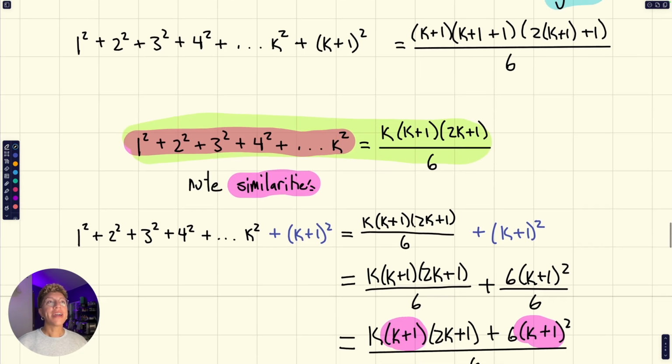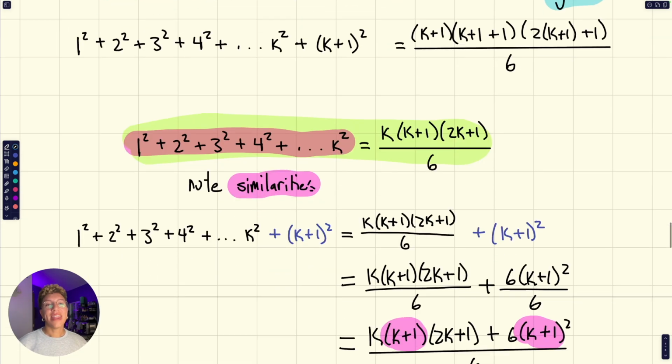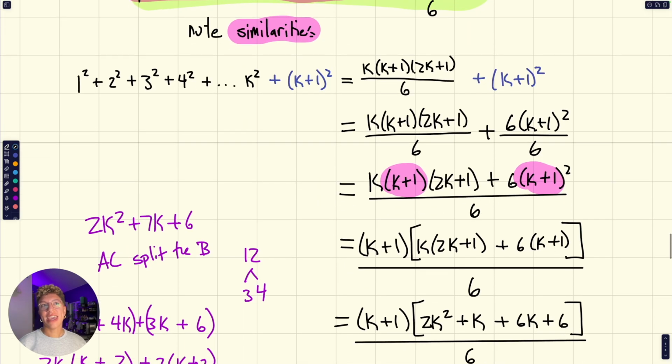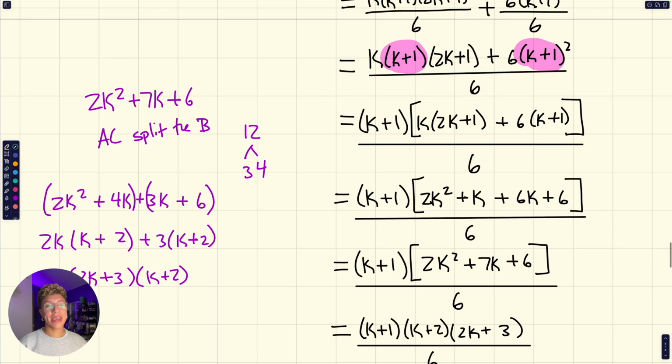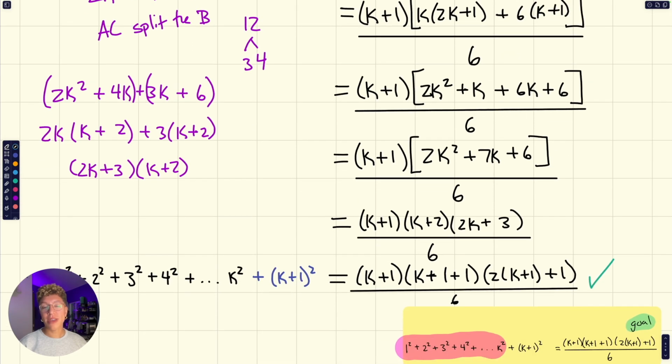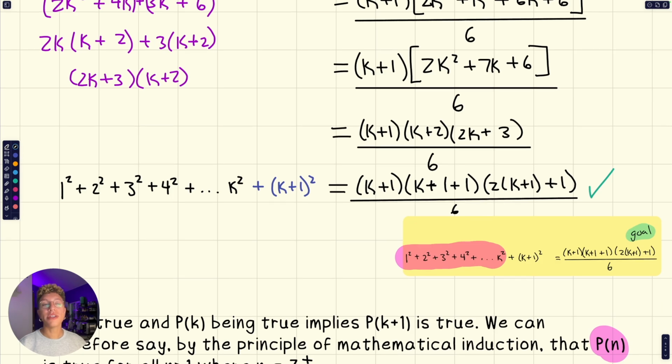And so we compare our goal and our assumption step, and we say, what's similar? What's different? And we say, oh, the goal step has this k plus 1 squared. So let's add that to our assumption step on both sides using algebra. And then everything after that is algebra. And it's always going to be true that the algebra steps are going to be a lot of work. Okay, so this is where we're going to do most of the work in the inductive step. And then once you get down to here, you see your goal emerge.